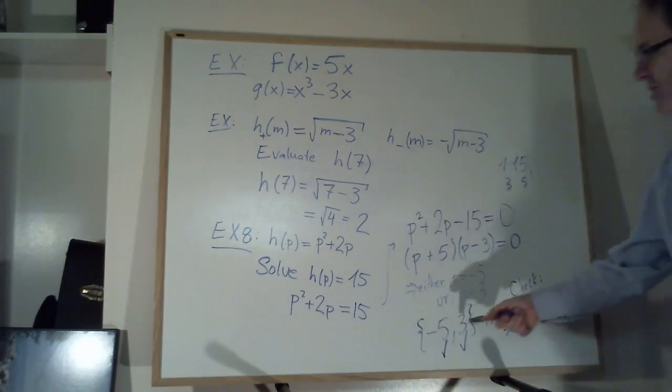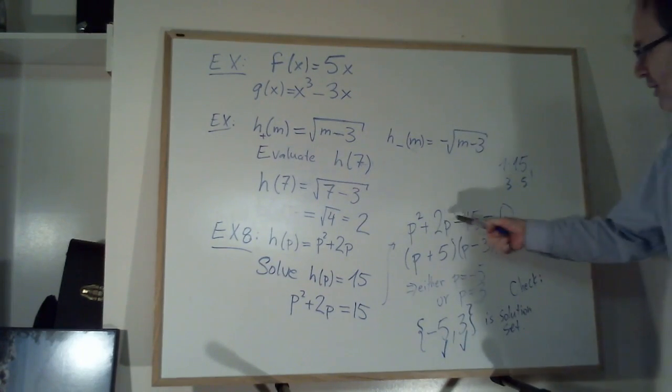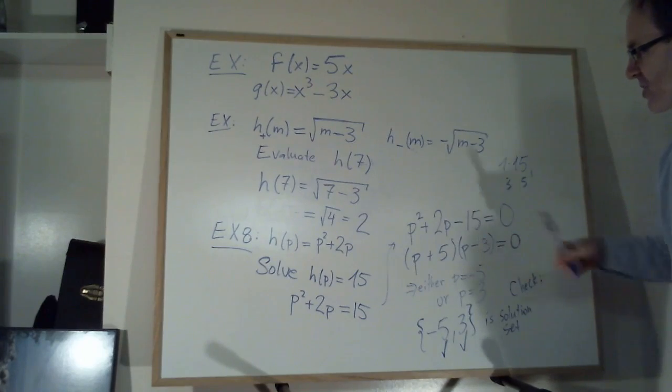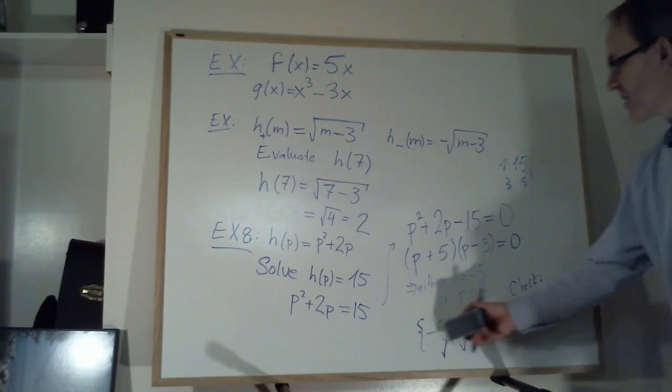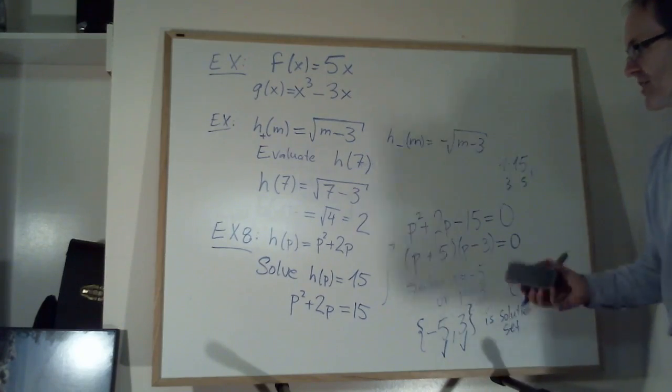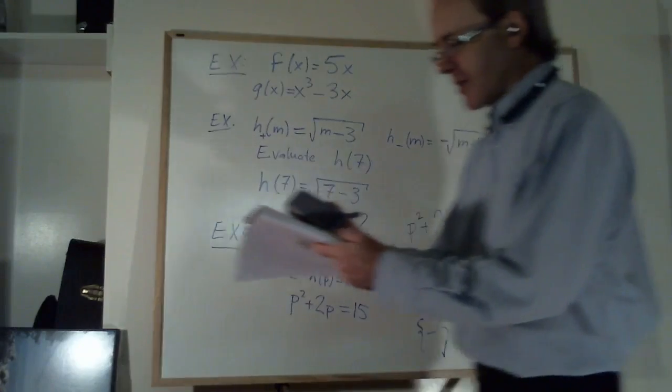And do I get any other solutions? No, because a quadratic can have at most 2 real solutions. So that's all the solutions we have. They both work, and so that is our solution set.